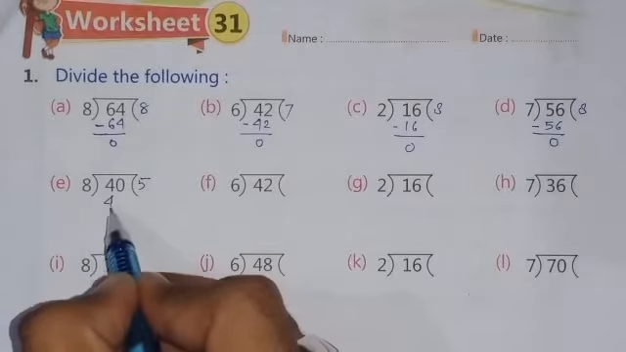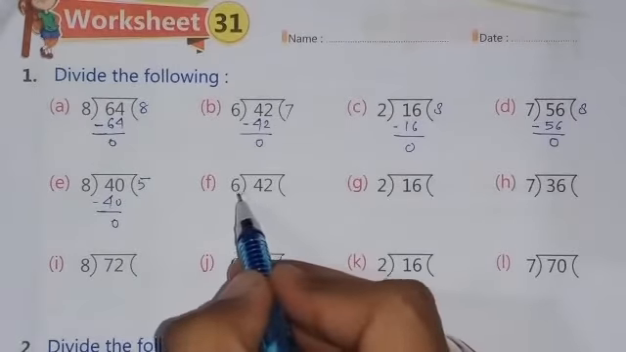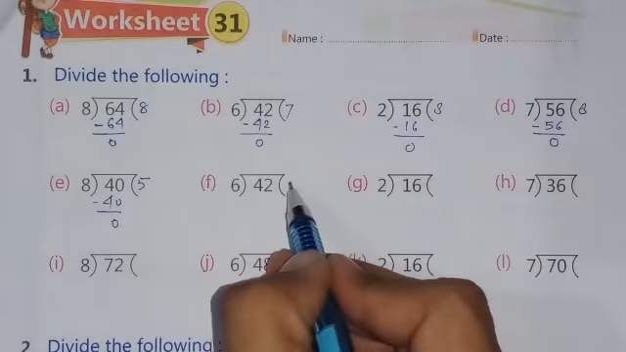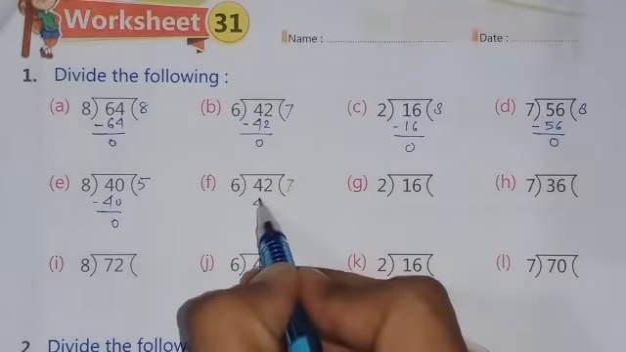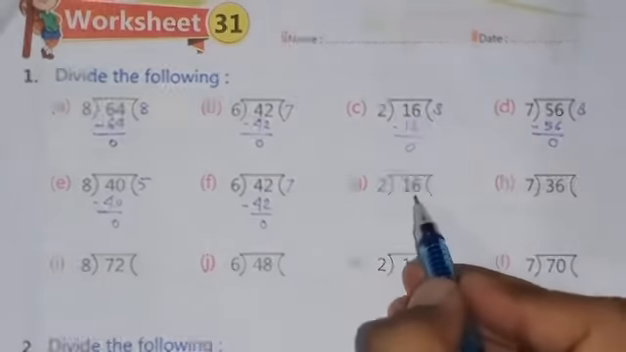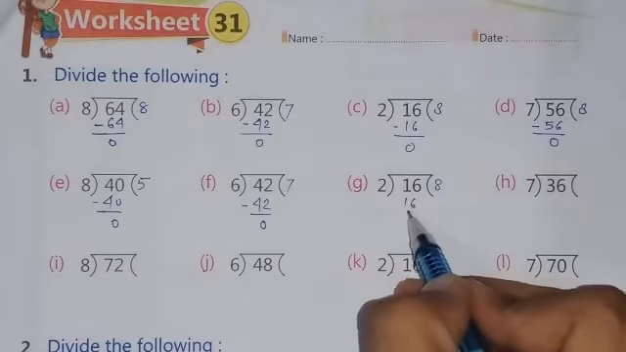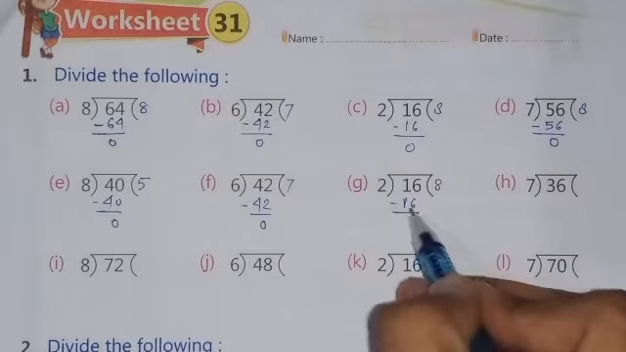So 8 5s are 40. On subtracting, you will get 0. In the table of 6, 42 comes 7 times. So 6 7s are 42. On subtracting, you will get 0. In the table of 2, 16 comes 8 times. So 2 8s are 16. On subtracting, you will get 0.